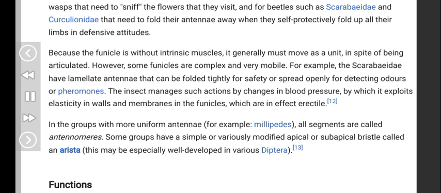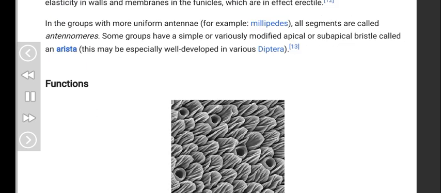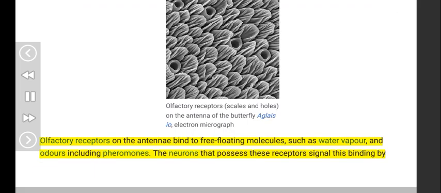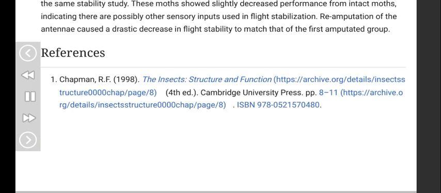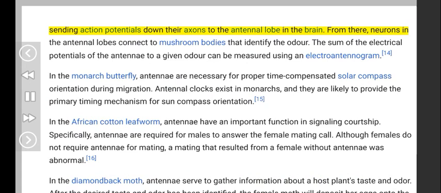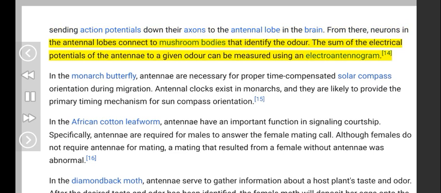Olfactory receptors, scales and holes, on the antenna of the butterfly Aglais, electron micrograph. Olfactory receptors on the antennae bind to free-floating molecules, such as water vapor, and odors including pheromones. Neurons that possess these receptors signal this binding by sending action potentials down their axons to the antennal lobe in the brain. From there, neurons in the antennal lobes connect to mushroom bodies that identify the odor. The sum of the electrical potentials of the antennae to a given odor can be measured using an electroantennogram.